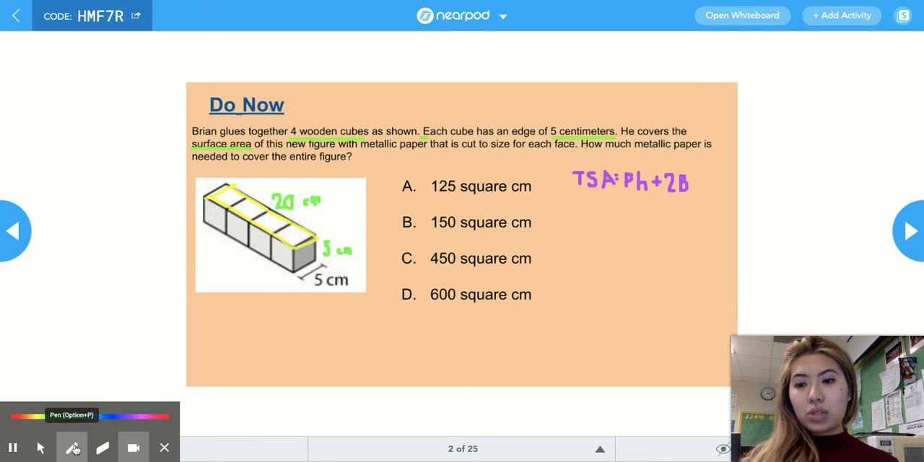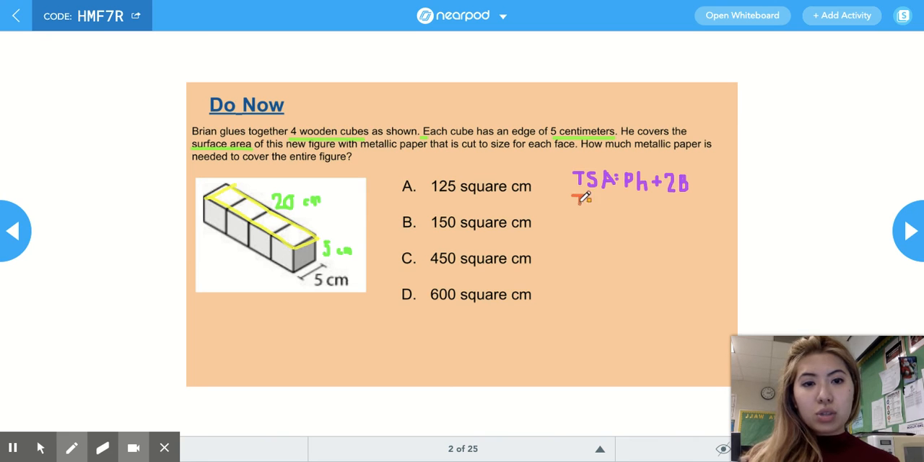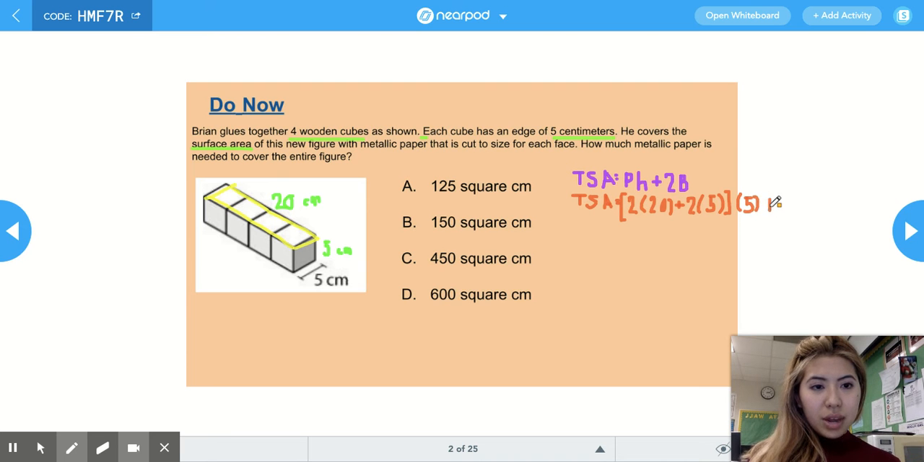So now I'm going to find my perimeter. So we have total surface area is equal to, find the perimeter, I have to add 20 plus 20 plus 5 plus 5. That's the same thing as multiplying 2 times 20 plus 2 times 5. And then whatever that total is, I have to multiply by the height, which is again 5. Then I'm adding 2 times the base area. To find the area of this base shape, I'm multiplying 20 times 5.